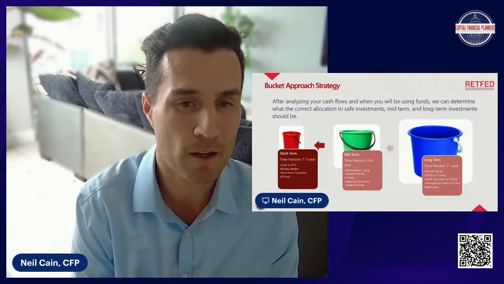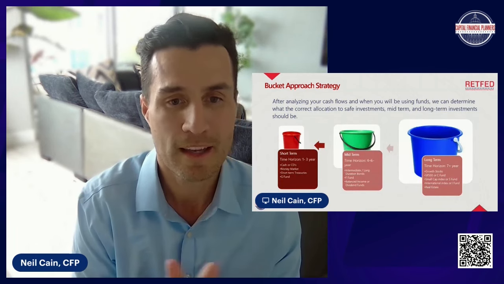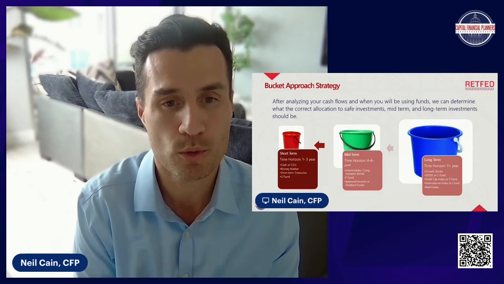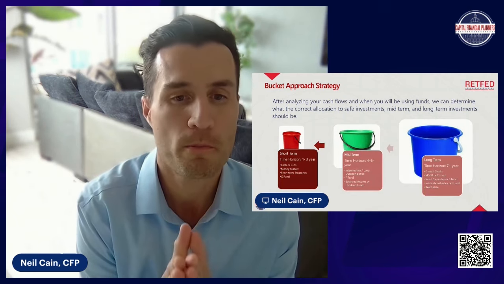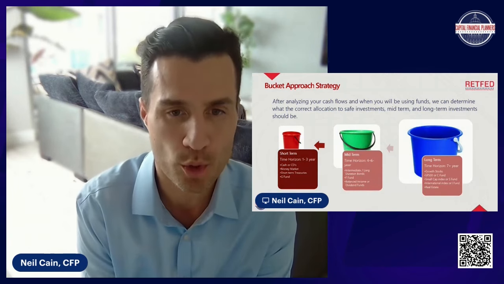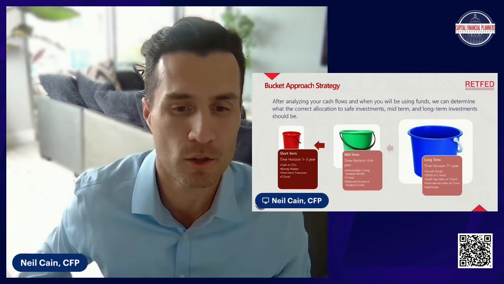To piggyback on what we talked about before, the TSP just does not allow you to create these buckets. It does, but it doesn't allow you to pull from them in that order, which is exactly what you need to do in retirement.